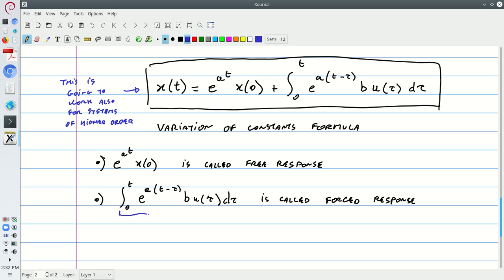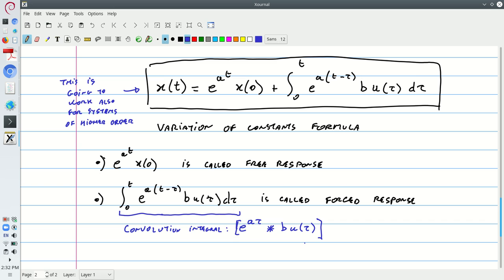This integral here has a special form. Remember, this form is called convolution integral. And you can also write this in this way: exponential of a tau convolution b u of tau. It has this form here.